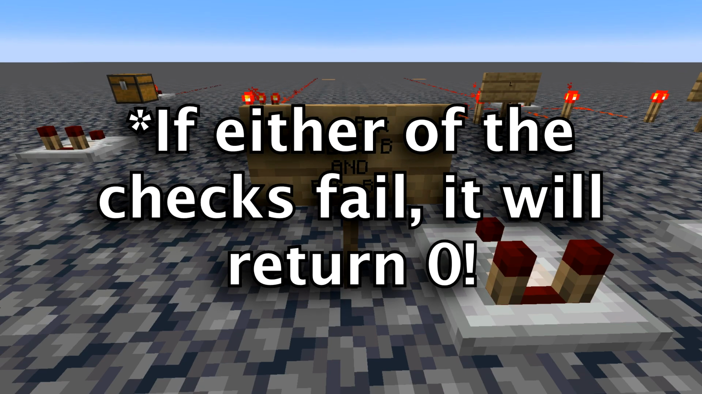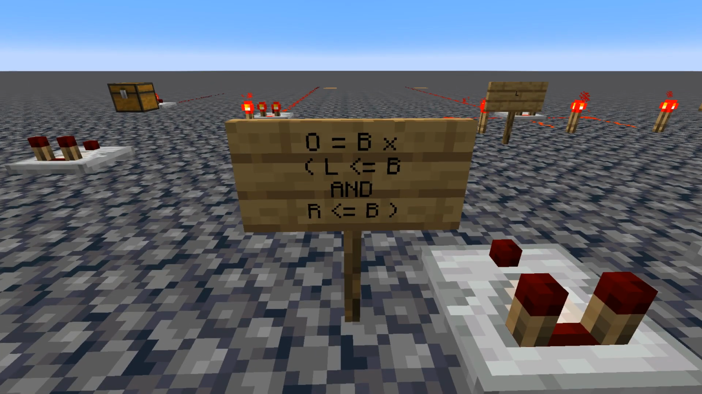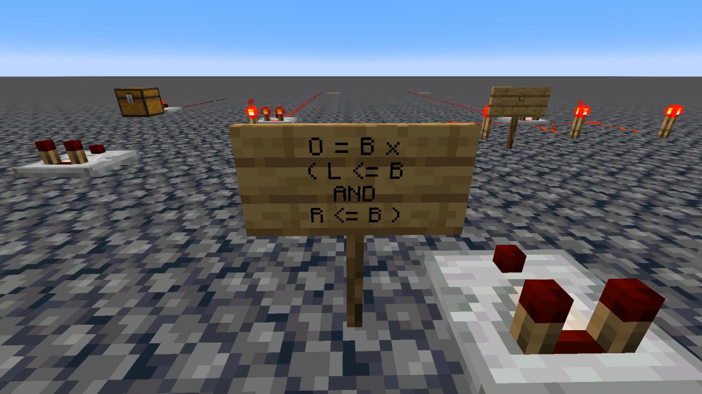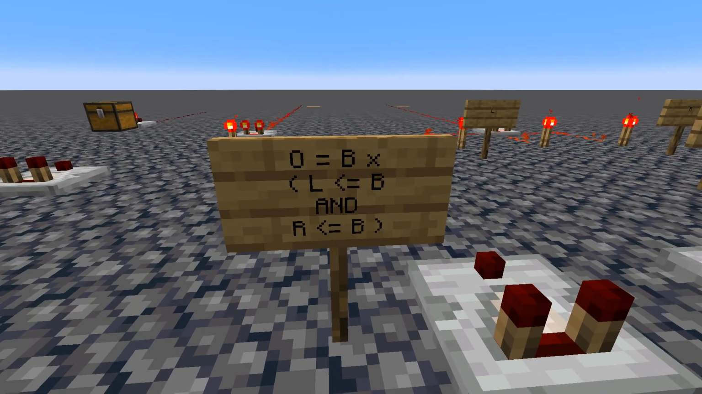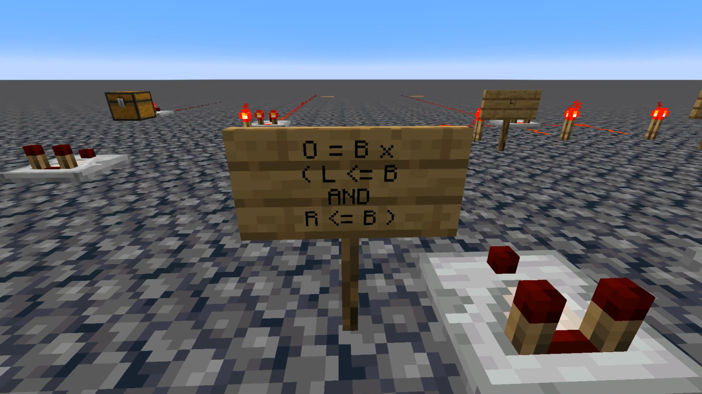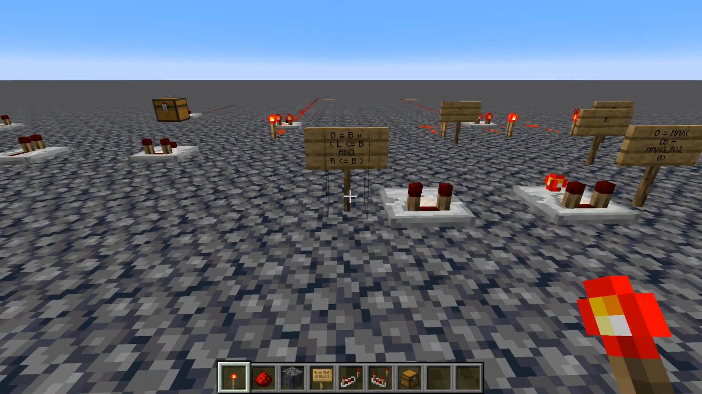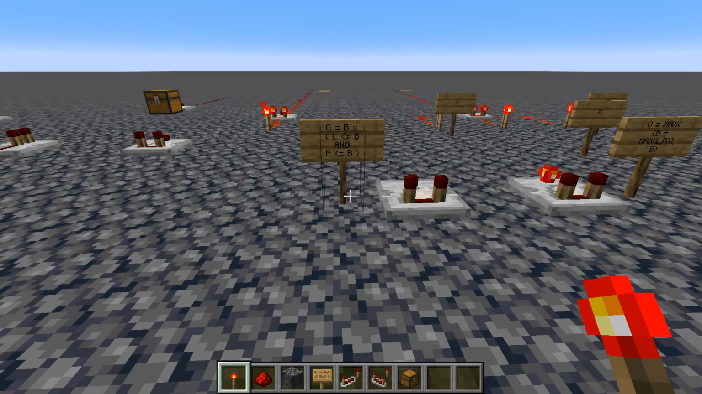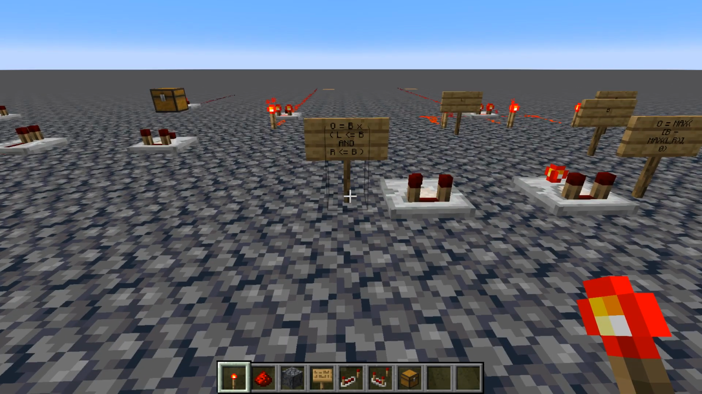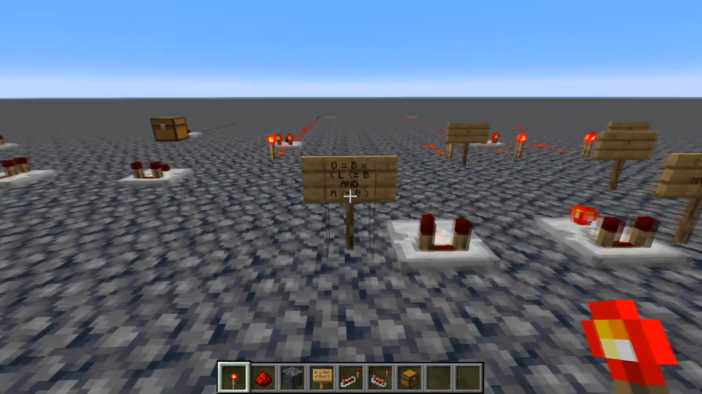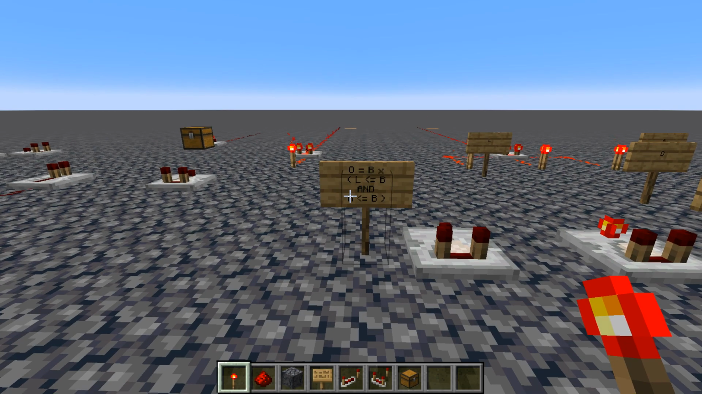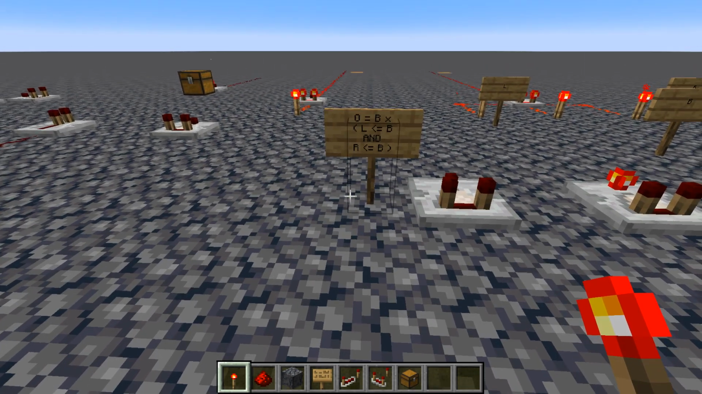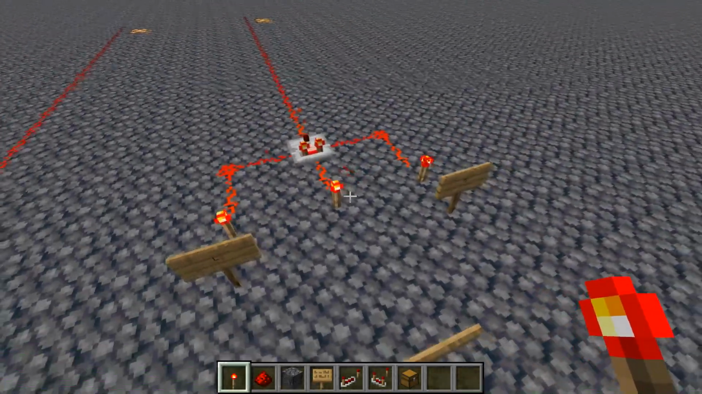If both of them are not, it will return 0. So there are two cases which will actually happen in this case. You'll either get the back signal strength times 1 or times 0. Now, obviously, if it's times 0, the comparator will not be powered and will not actually give any output. But if it's 1, then whatever is coming through the back will be allowed through the comparator. That's essentially what comparison mode does.